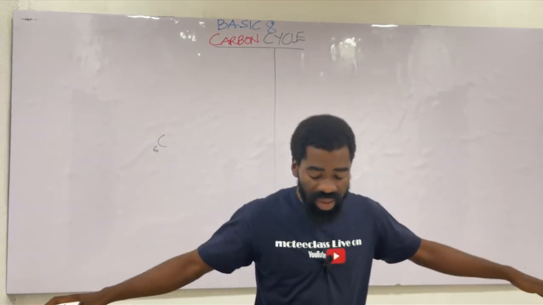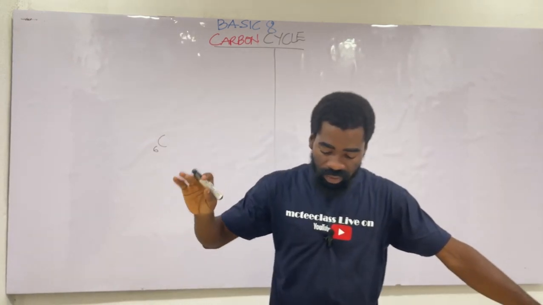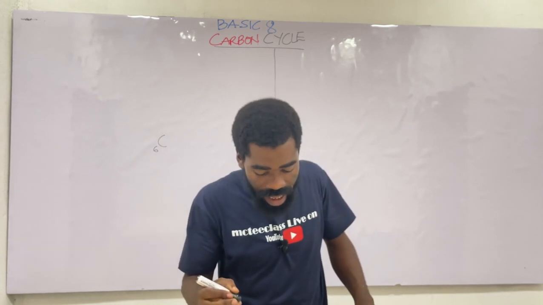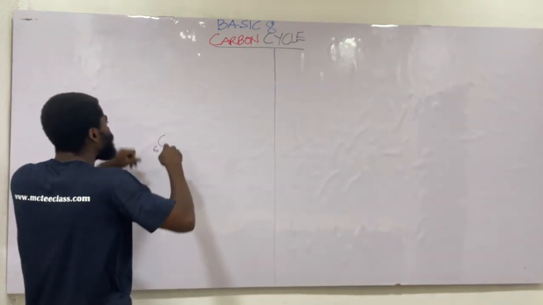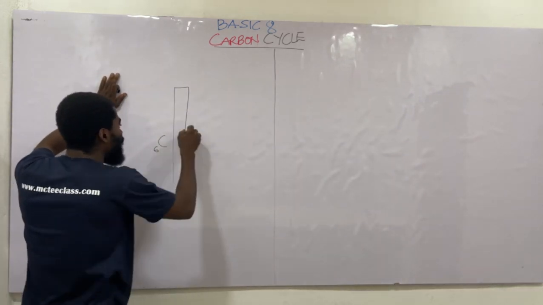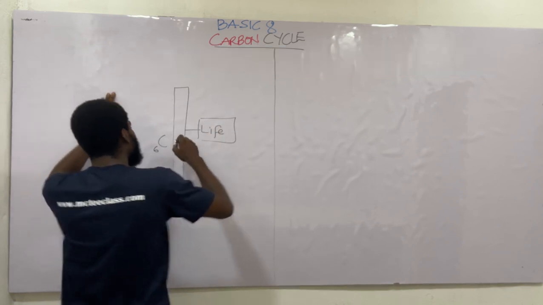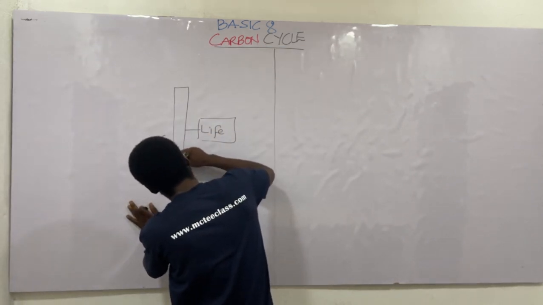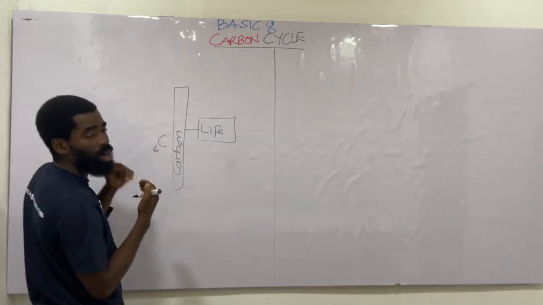Now, we are saying that all living things are made up of what? Of carbon. All living things have carbon in them. It forms the chemical backbone of life. Now, the life we are living is based mostly on what? On carbon compounds. So if this is life, what is holding us is what? It's the carbon that is holding us. So it forms our backbone. That is what carbon does.